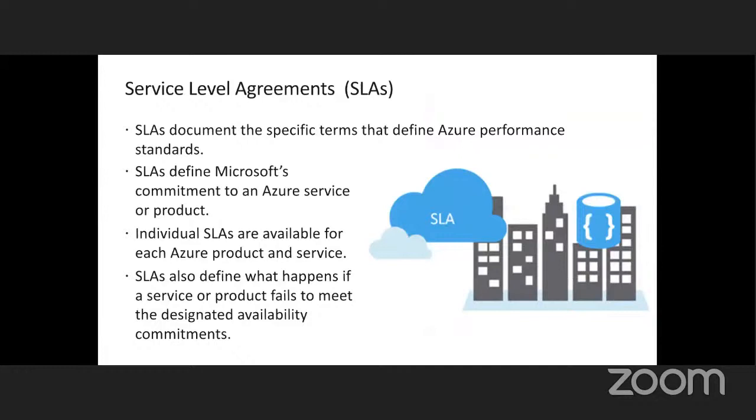SLAs define Microsoft's commitment to an Azure service or product. Individual SLAs are available for each Azure product and service. Okay. For example, availability is set to have 99.95, right? Every single service has a service level agreement. They also define what happens if a service or product fails to meet the designated availability commitment. They will refund you, will give you credit.